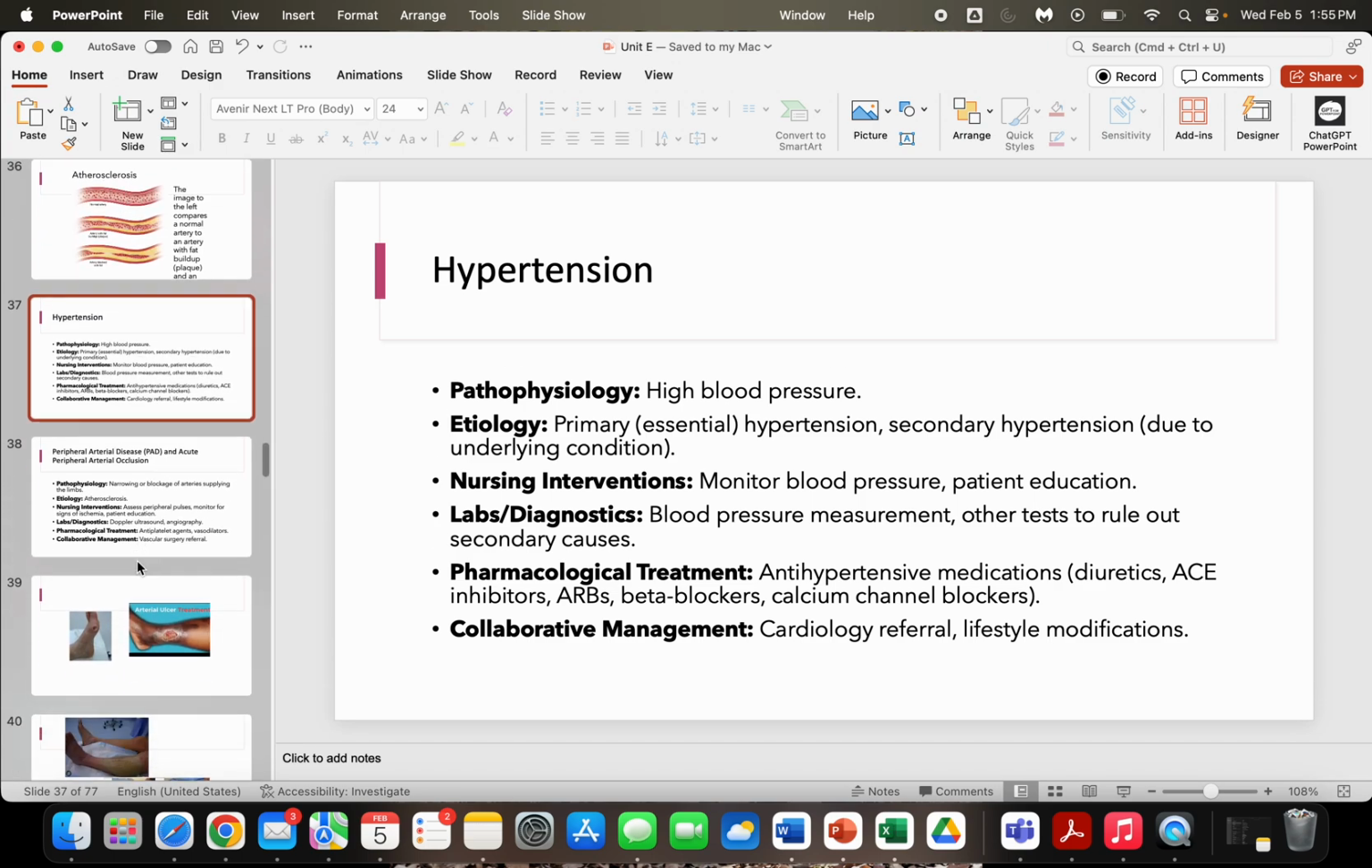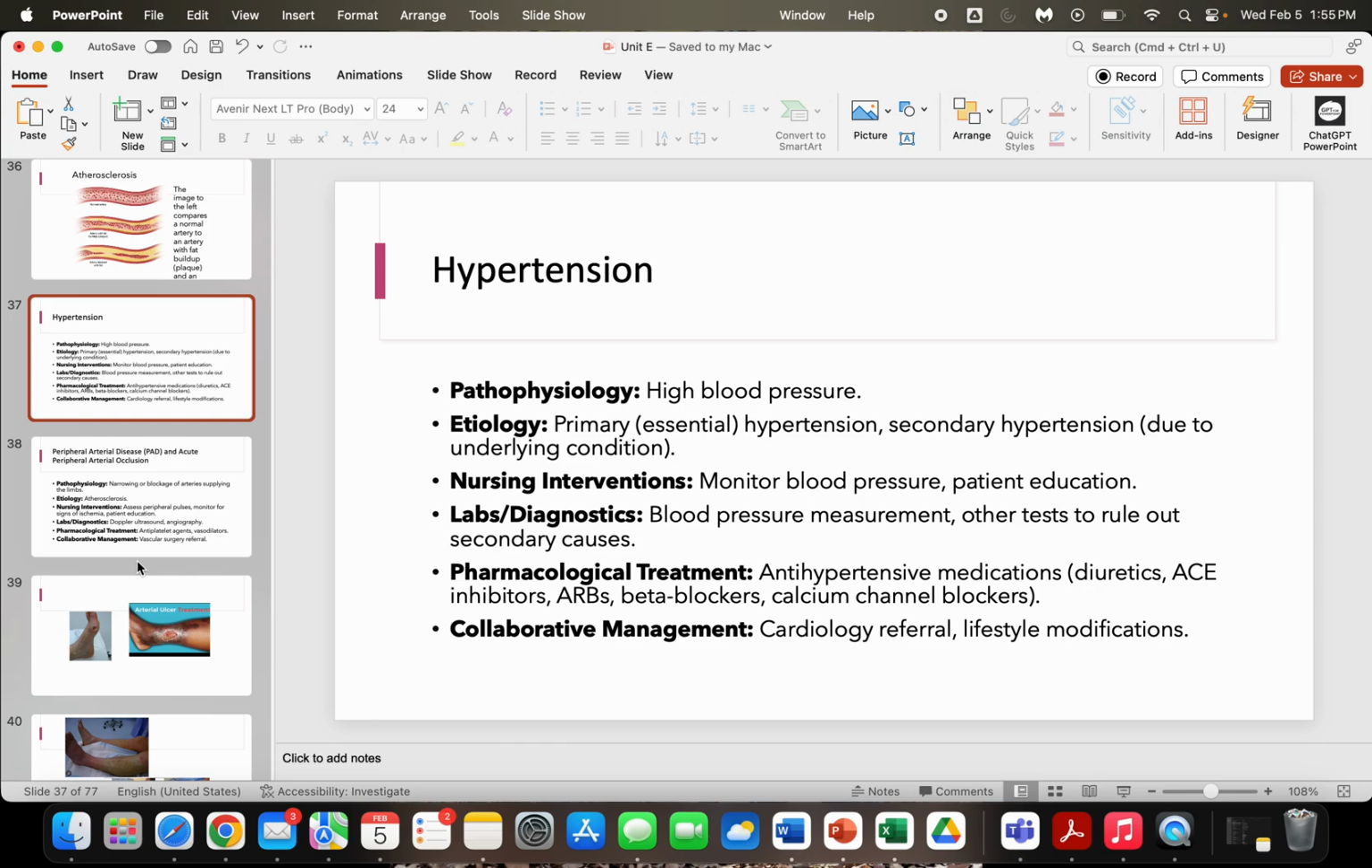Okay, let's talk about hypertension. Hypertension, we know, is high blood pressure. So there's primary essential hypertension, and then there's secondary, which is due to something else, okay? So primary means that you have hypertension probably from something to do with your lifestyle, like smoking, or not diabetes, that would be secondary. But say smoking, right?